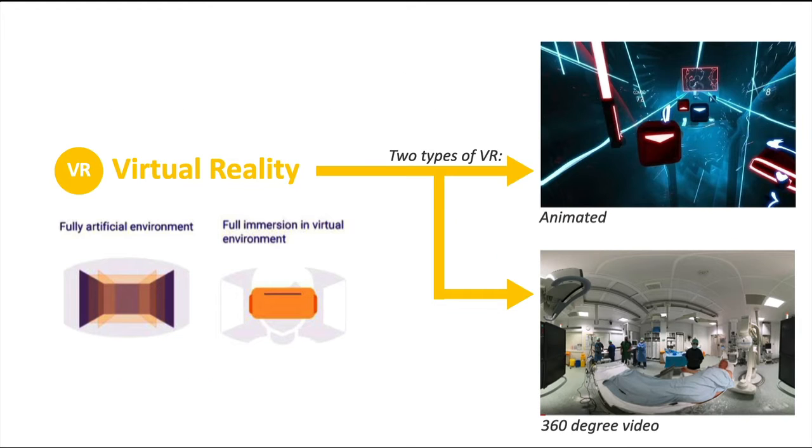In VR, or virtual reality, again, there's two types of VR. There's fully animated environments, and then there's ones that utilize a 360-degree video. So you can see the difference between both of these, that one's animated, one is actual. But when you look at both of these images, you'll see that the user is completely in another environment. They can't see the world around them while they're in a VR session.